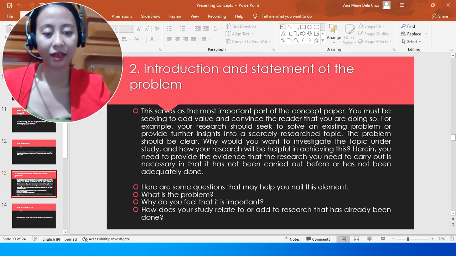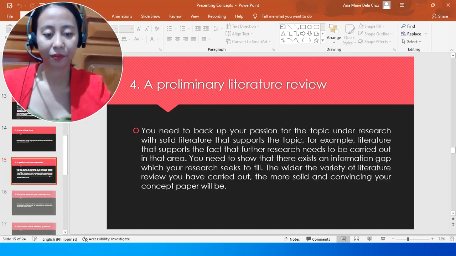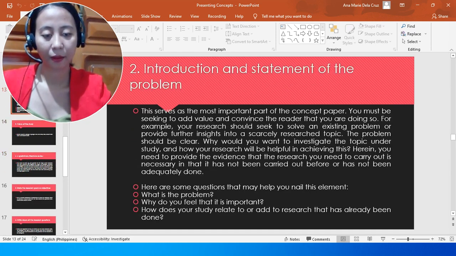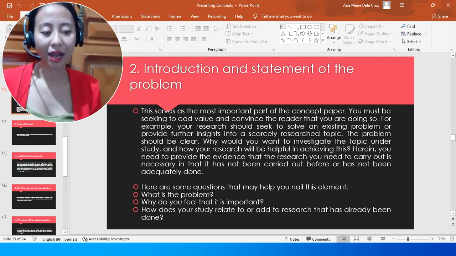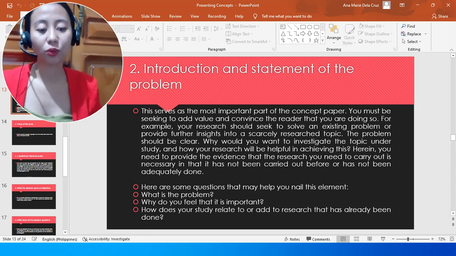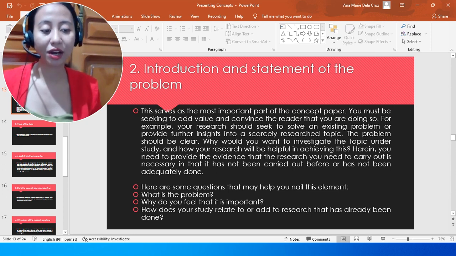Second, ito, alam na natin to, introduction and statement of the problem. This serves the most important part of the concept paper. Take note, introduction and statement of the problem is the most important part of the concept paper. Why? You must be seeking to add value and convince the reader that you are doing so.